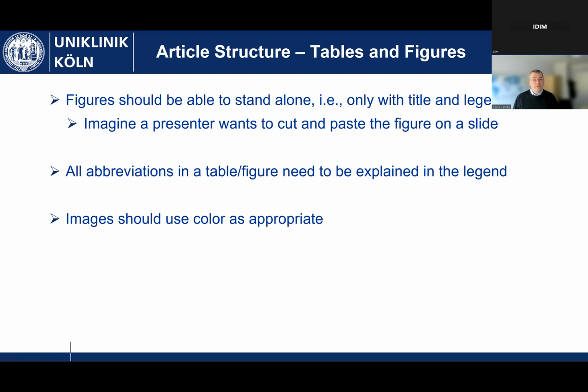All abbreviations in a table or figure need to be explained in the appropriate legend to that non-text item. And images, well, you should use color as appropriate. No reason to stay with black and white only. And some journals now have a print and an electronic edition. Electronic, of course, they accept color, but if there is a print too, then it could be that the print edition is black and white. If so, you may have to turn in your figures in 2 versions, one black and white and one with color. Color is nice, but it's sometimes expensive to print it. So that's why there are 2 different versions, I guess.